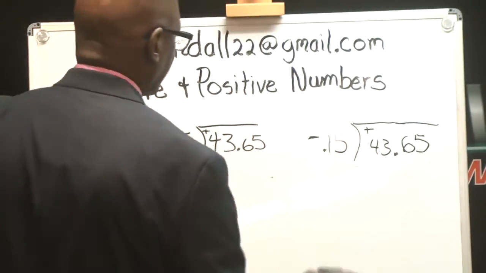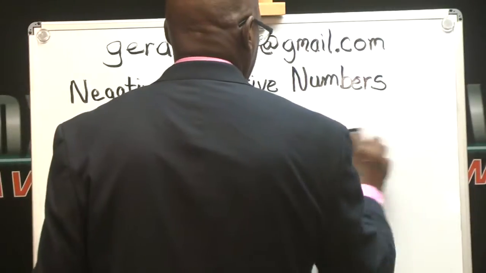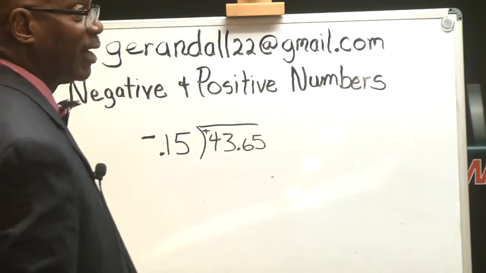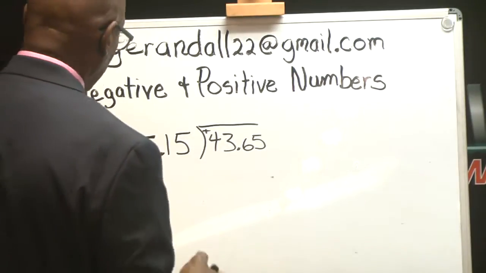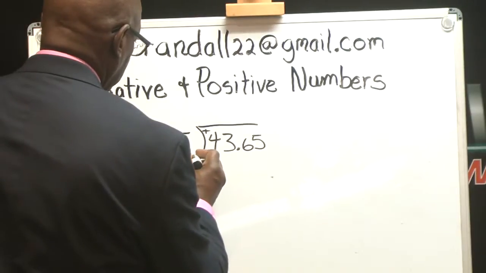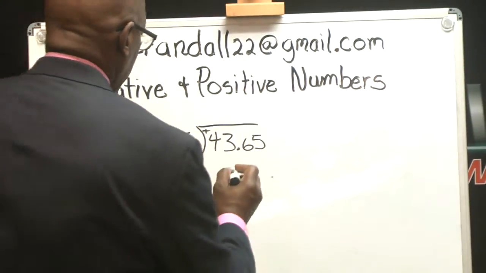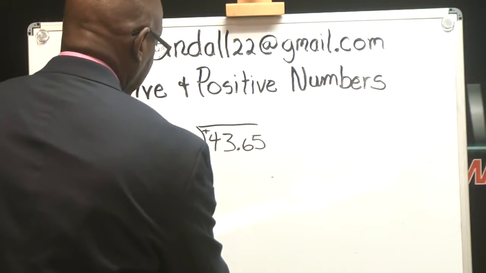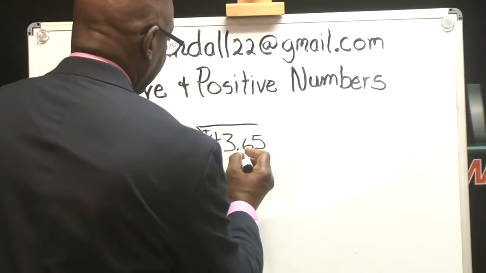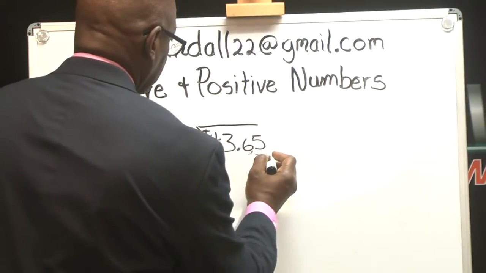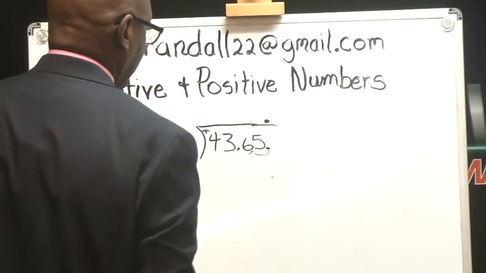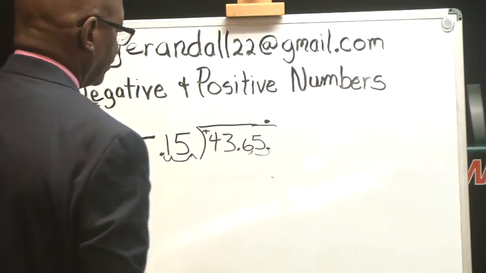Okay. First rule, we cannot divide by decimals. Okay? So we have to move it 1, 2. And again, whatever we do to the divisor, which in this case is a negative 15, we must do to the dividend. 1, 2. And then we put that decimal there. Okay? Now here we go.